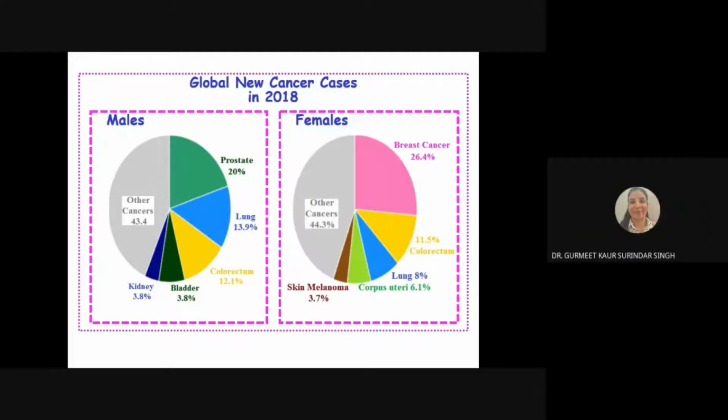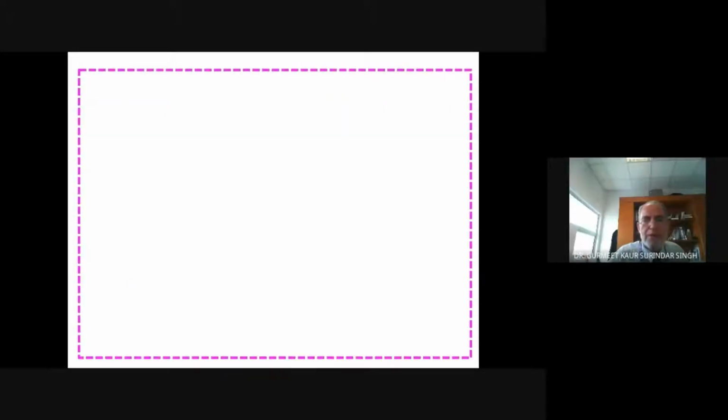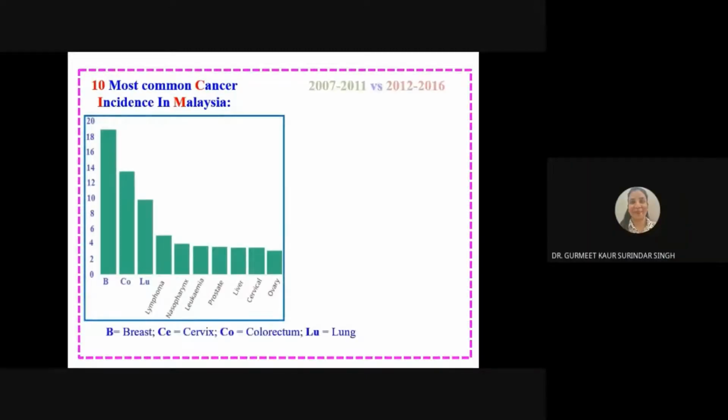No, not colorectum, breast and the lung, no, not lung, breast and breast, mainly breast. Okay. What about in Malaysia? The 10 most common cancer incidents in Malaysia is, as you see, breast, colorectum, and the lung also.